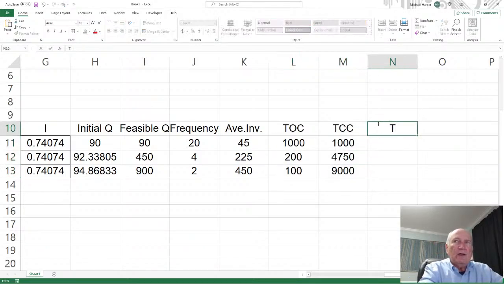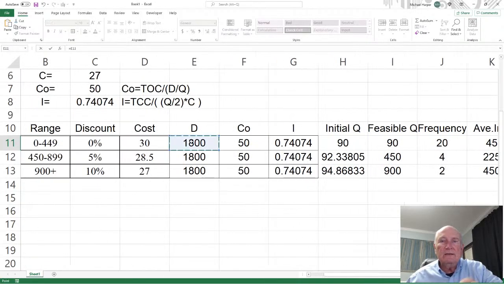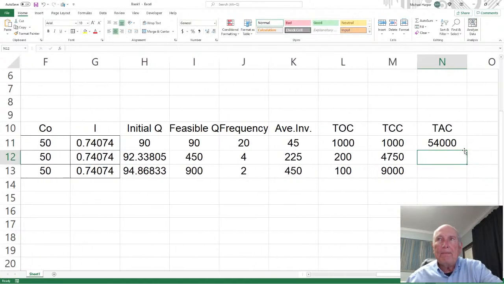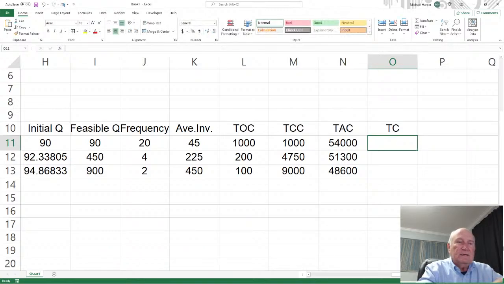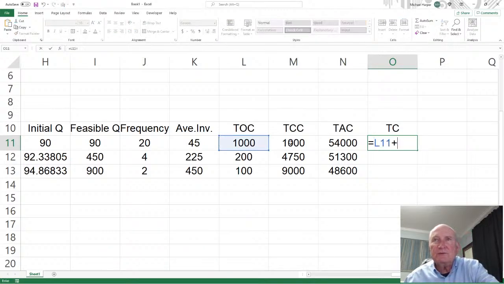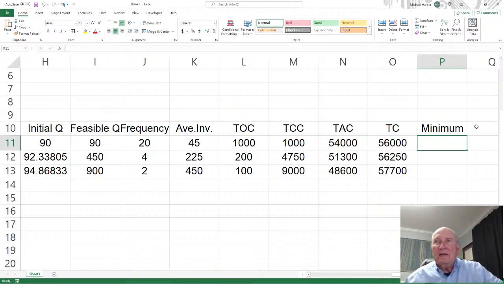This is going to be the total acquisition cost. That's going to equal our demand times C, our demand times C, and then copy that down. There we go. And finally, we have our total cost, TC, which is equal to total ordering cost plus the total carrying cost plus the total acquisition cost. And there they all are. And then right here, we can see what the minimum is. It's this right here.